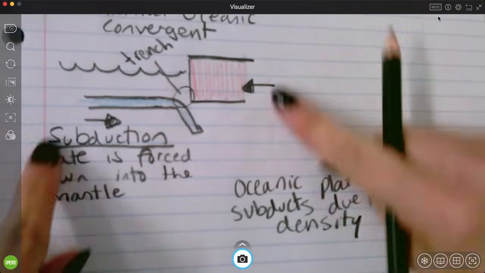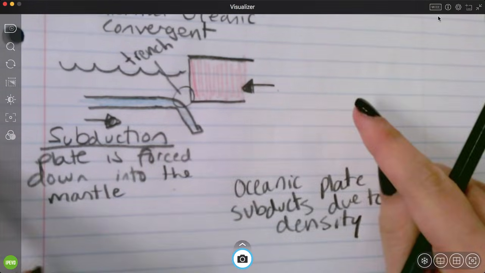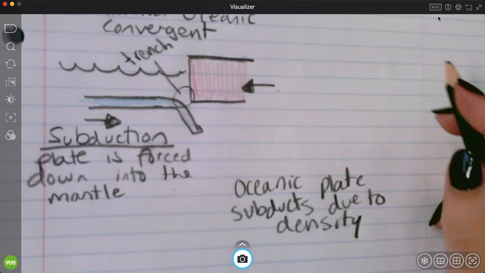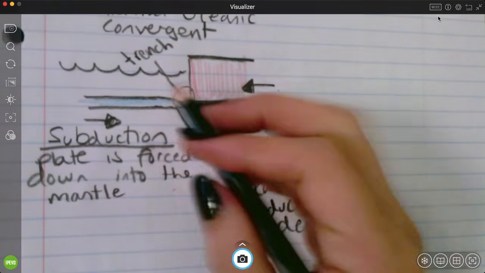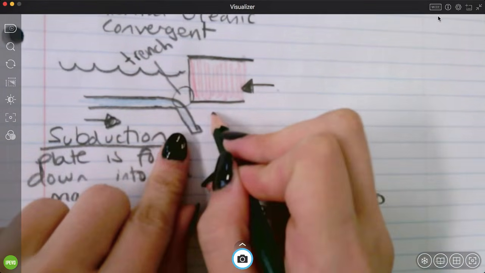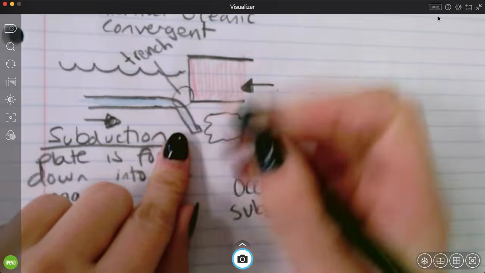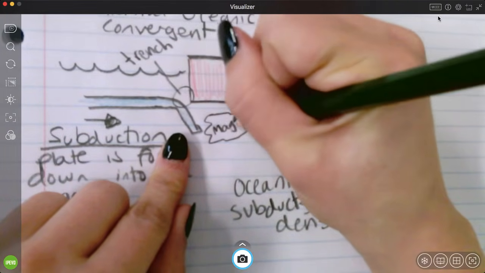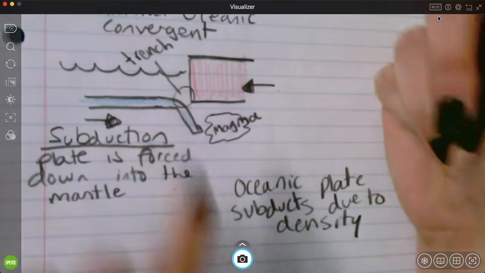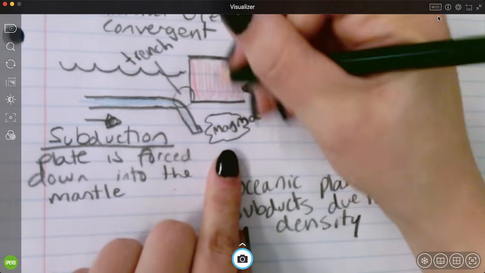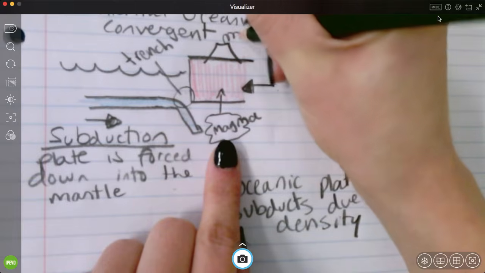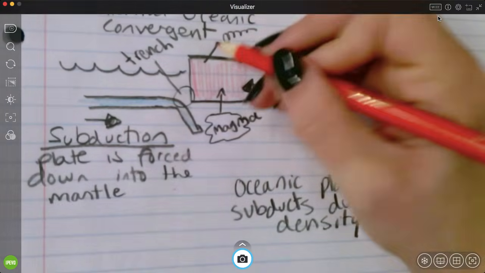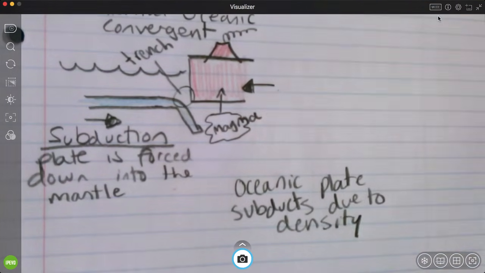Trenches happen at convergent boundaries, not divergent. Your brain wants to think the other way around. Please tell your brain to get it right. Okay? Now, so we have our trench. That's cool. As this plate descends, it's going to melt into magma. All right? That rock heats up. It melts. That's cool. As the magma comes up, it's going to form a volcano.